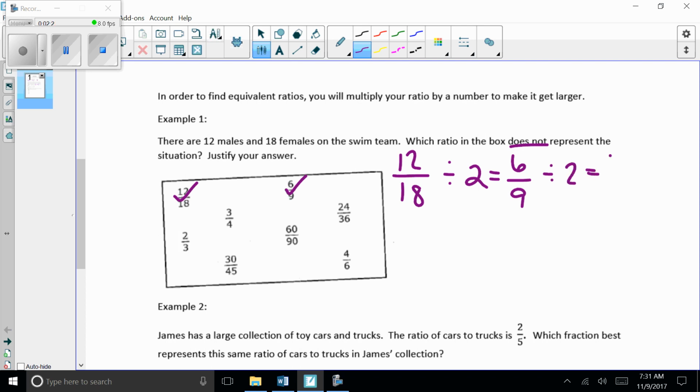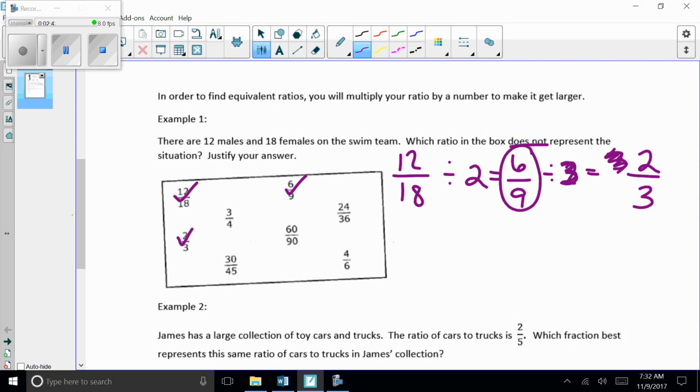Divide it by 2 again, and I get 3. Oh, no, I'm sorry. I cannot divide by 2. I'm going to divide by 3. Excuse me. So that's going to give me 2 over 3, so 2/3. That is one. Now, if I come over here, I'm going to come back to this 6/9 for just a minute.